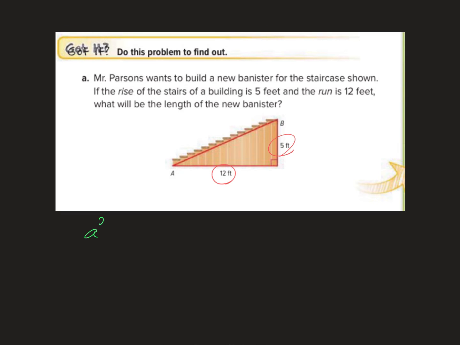So once again, a squared plus b squared equals c squared. We'll say a is 12, so we can say 12 squared plus b is 5, 5 squared equals c squared. 12 squared is 144 plus 5 squared is 25. That's going to all be equal to c squared. I add these up. I get 169 is equal to c squared.